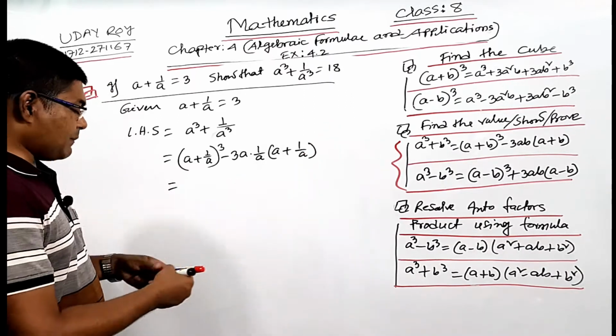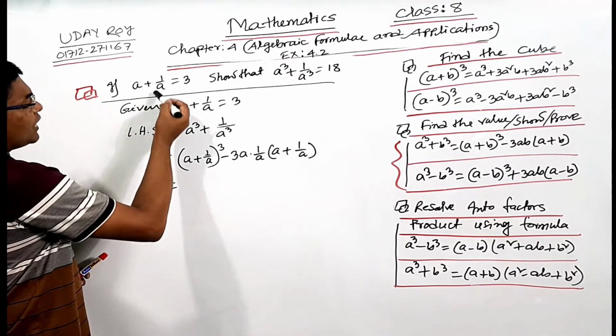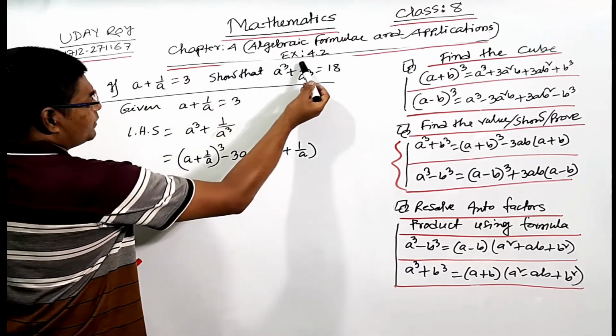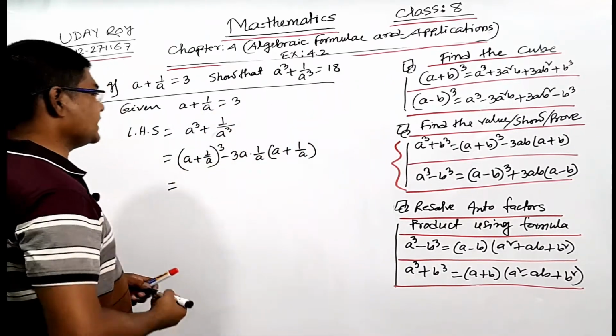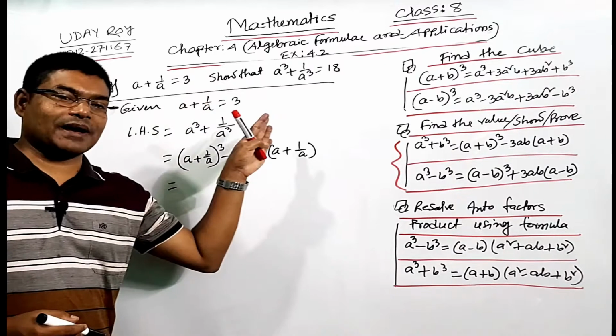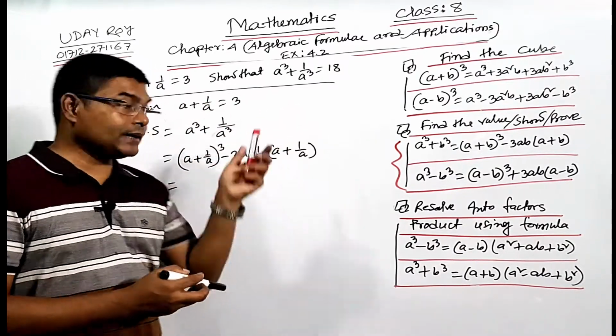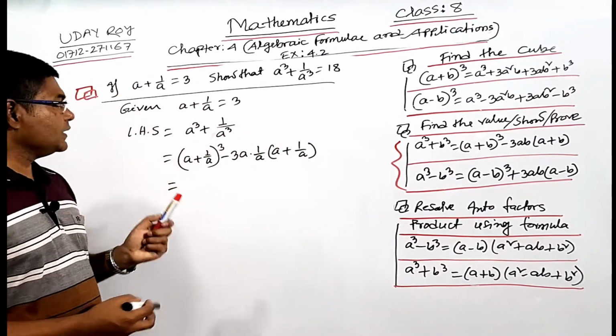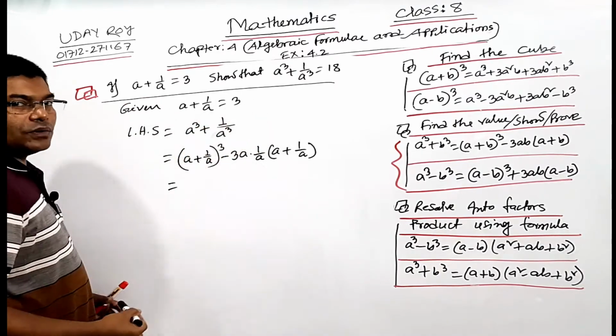So let's come back. Here is a plus 1 by a equal to 3. Show that a cube plus 1 by a cube equal to 18. So if you see this type of maths, you have to write given. Follow the board. You have to write given: a plus 1 by a equal to 3.